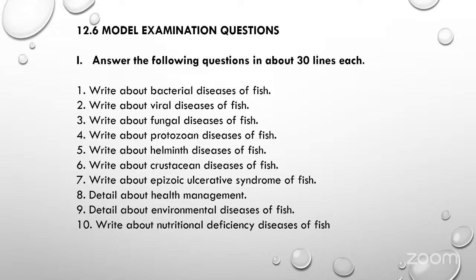Hope you all have understood the types of diseases and what type of treatment we give to them. So what are the types of questions that we expect from this chapter? These are the questions mostly asked, which you can write in 30 lines. Answer the following questions in about 30 lines each.